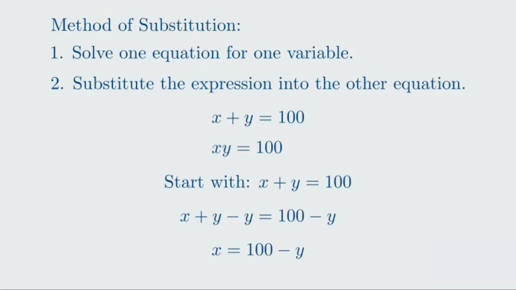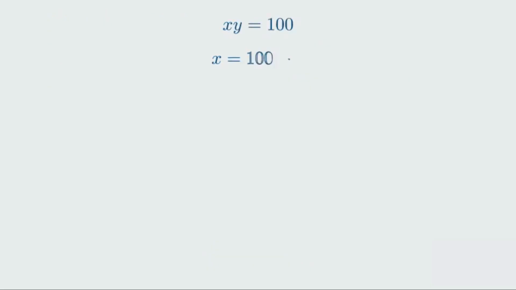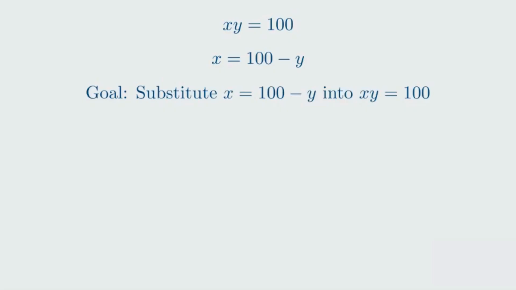Now for the main part of the substitution method. We have our second equation, xy equals 100, and our expression for x, which is 100 minus y. Our goal is to eliminate x from the second equation. We'll replace x with the expression we just found. Remember, the expression 100 minus y is equivalent to x. By substituting it into the second equation, we'll end up with an equation that only contains the variable y. This is the whole point of substitution. It reduces the number of variables to 1.